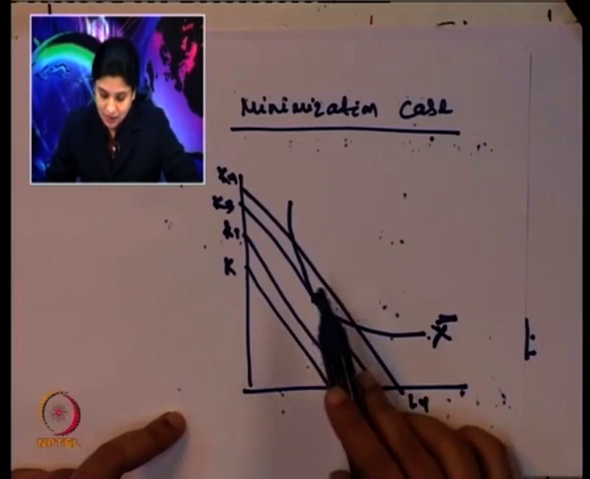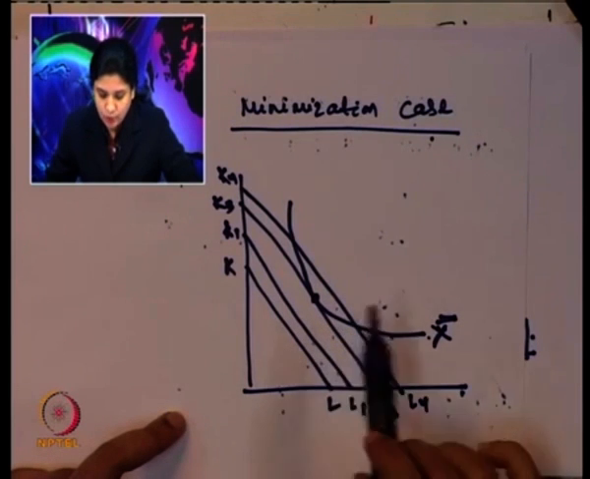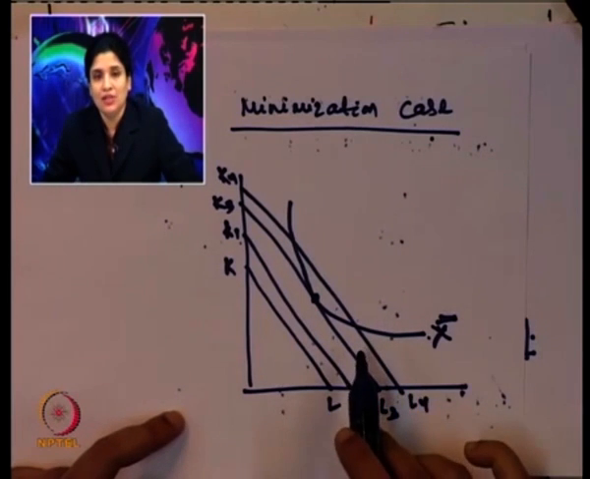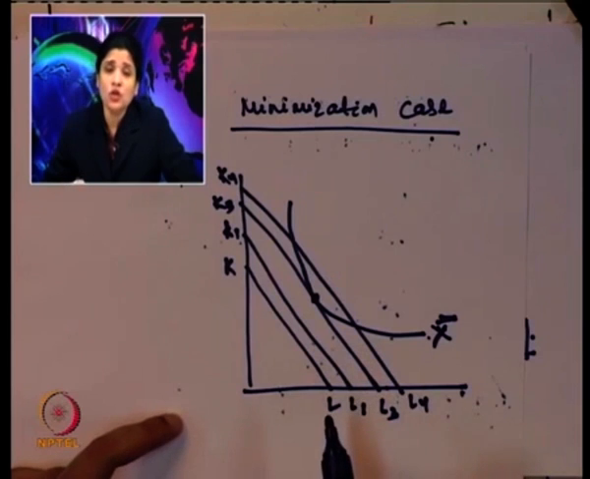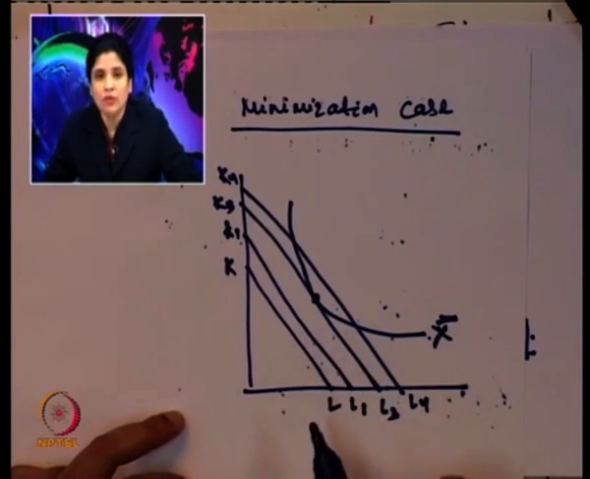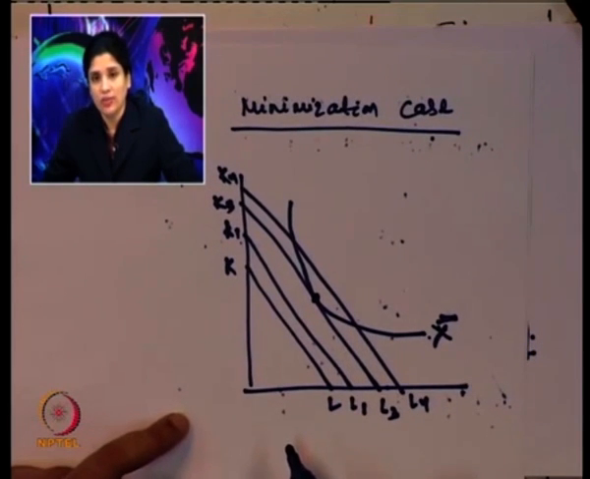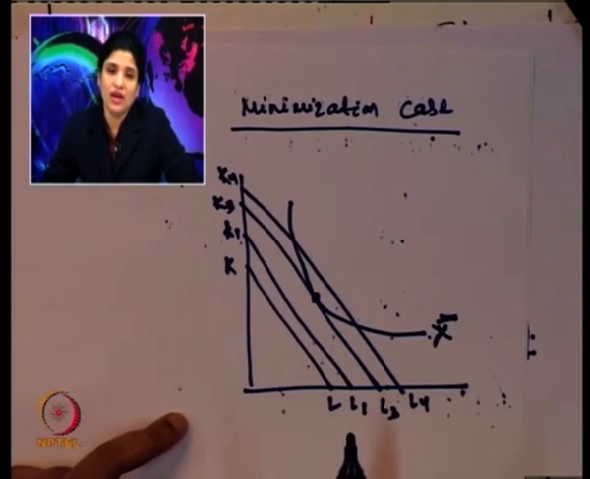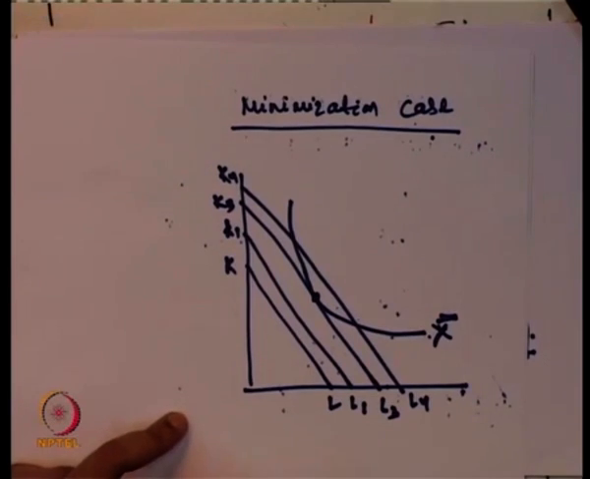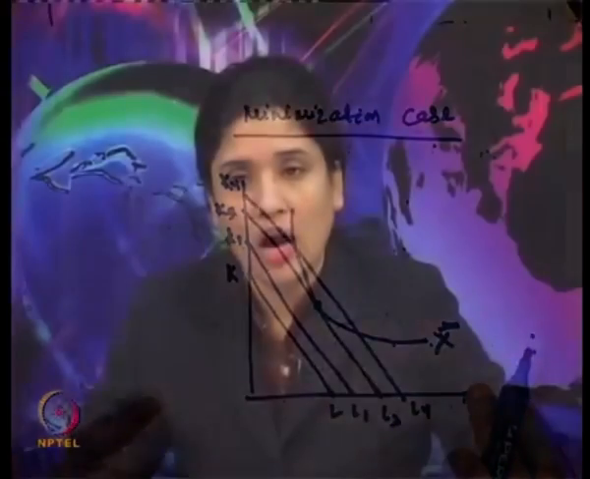To achieve this level of output, K3L3 is the minimum isocost, or the minimum cost of production. That is the reason they will choose this point as the least cost input combination, because to produce the given level of output, this is the minimum possible cost. So, in the minimization case, the challenge of the firm is to find the combination which gives the least cost for a given level of output.